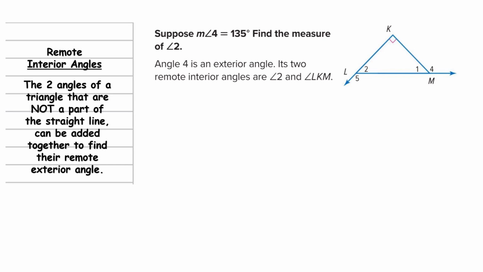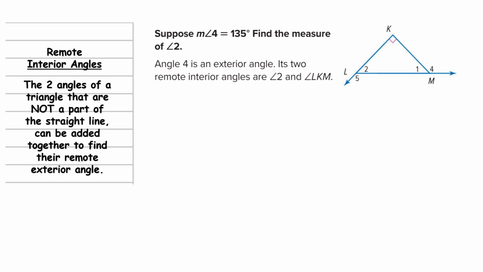So understanding this new math, understanding this new process, hopefully we can do the shortcut instead of having to do all the extra math that's involved. I can take my two remote interior angles and add them together to get my exterior angle. I can build an equation from the information that I know.